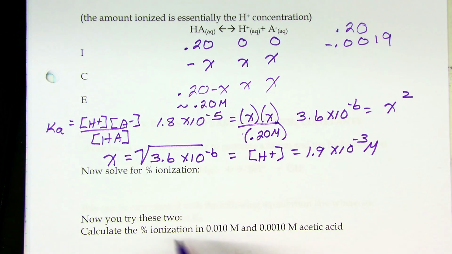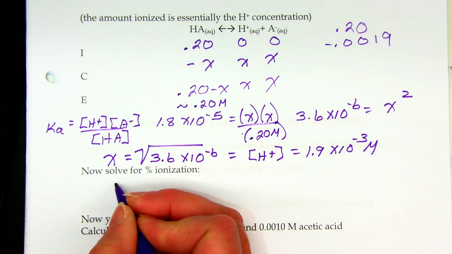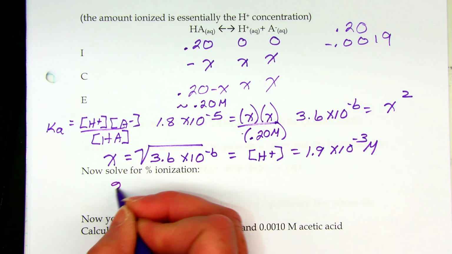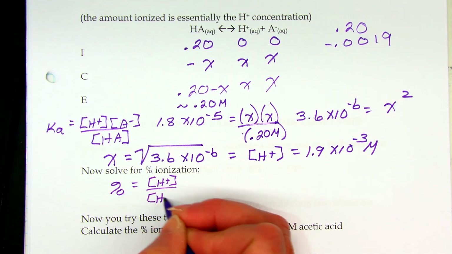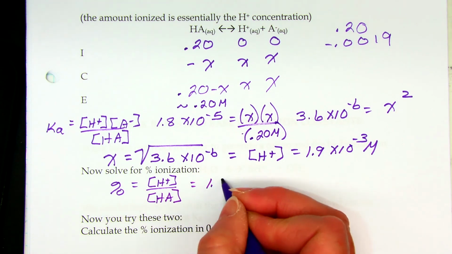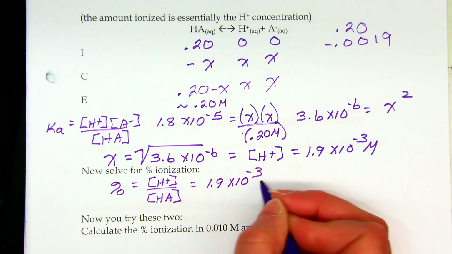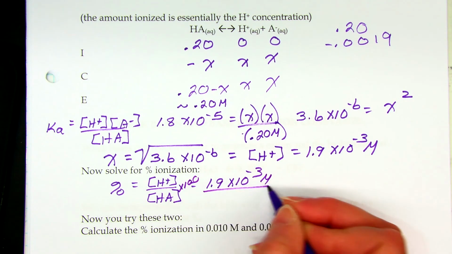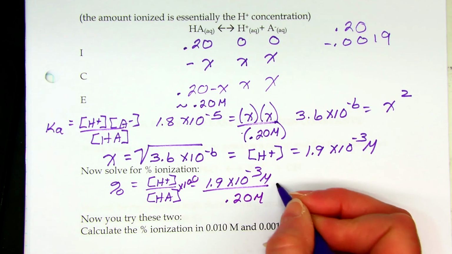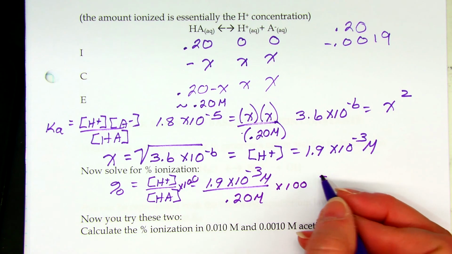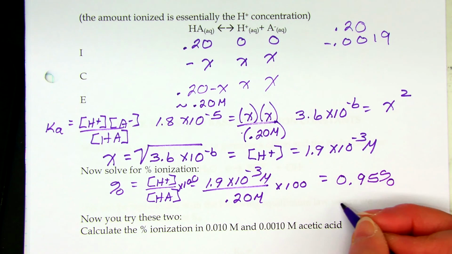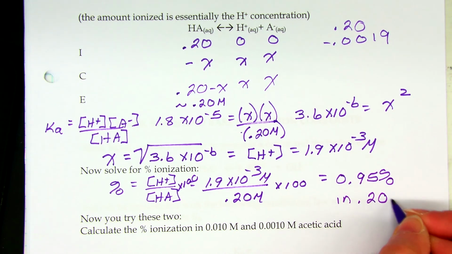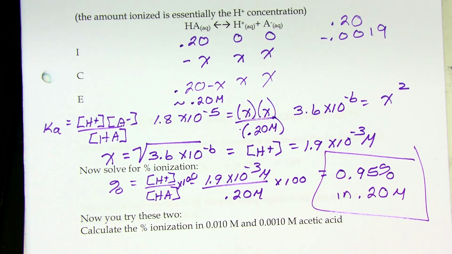We're finding percent ionization. So we have percent ionization is equal to the hydrogen concentration divided by the acid concentration, 1.9 times 10 to the negative third molar, times 100, divided by 0.20 molar, and that is equal to 0.95% ionization in 0.2 molar. So, again, we've said it's small. That's small. It's less than 1%.